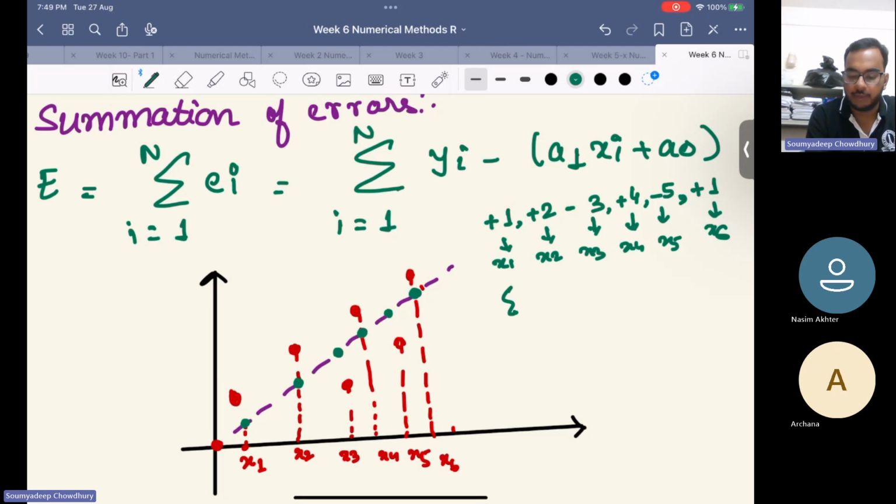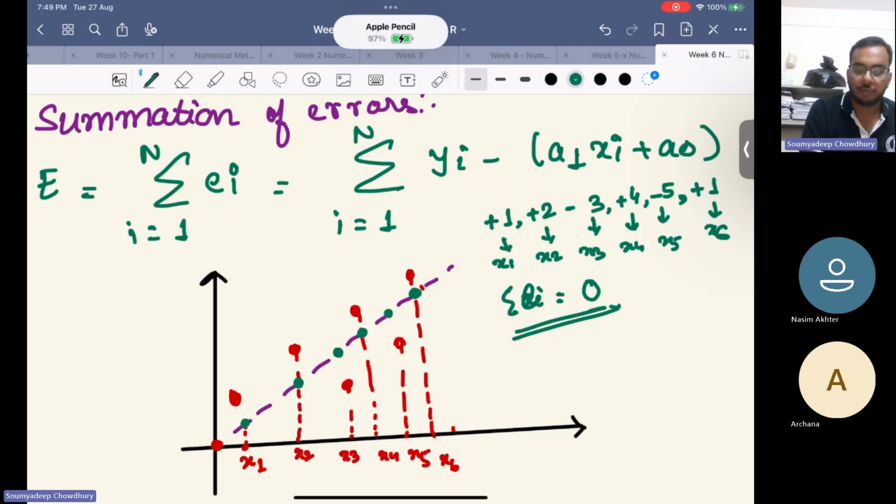If I sum up all these ei's, 1 plus 2 is 3, minus 3 is 0, plus 4, minus 5 plus 1 is 0. So it is telling you the error is 0. What does that mean? It conveys that the line is passing through all the points. If the total error is 0, your line passes through all the points, but that is not the case. So just summing up the errors like this will not give you the exact picture of the error.